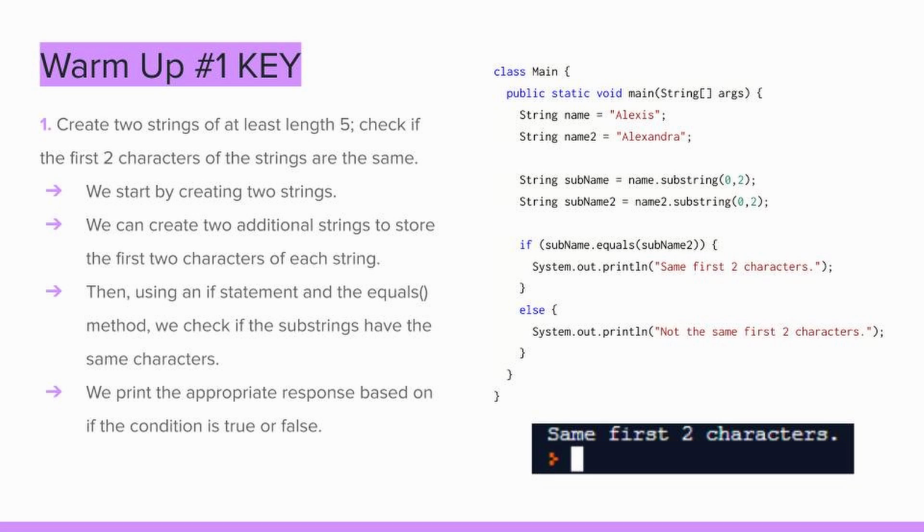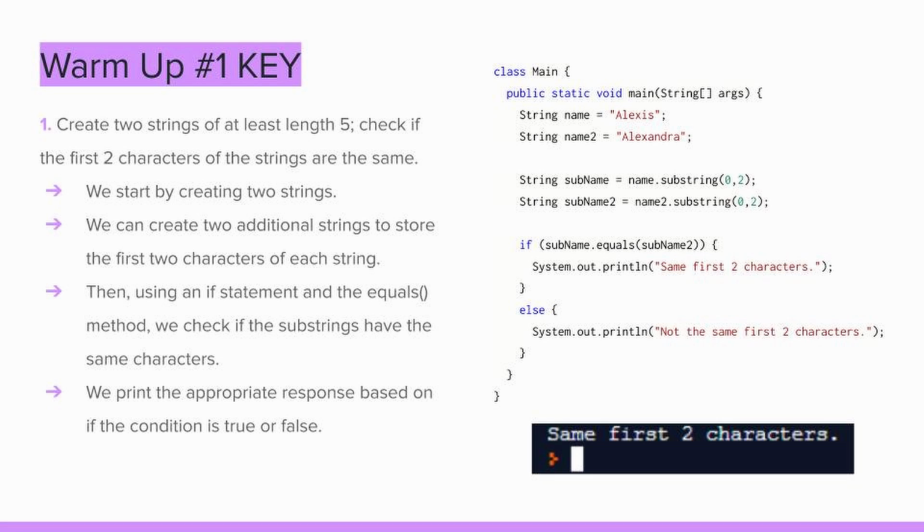Let's go over warm-up number 1. We can start by creating our 2 strings of at least length 5. Then we'll make 2 more strings, subname and subname2. Then we'll store the first 2 characters of each string using the substring method. Recall that substring can take in a few inputs. In this case, it'll take the index of the string we want to start from, which is 0, and the index of the character we want to store up to. This will take AL from our example strings.